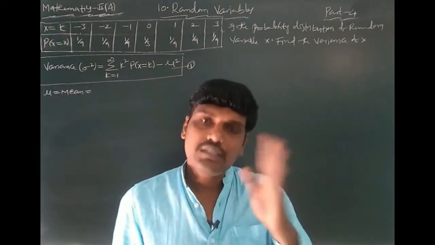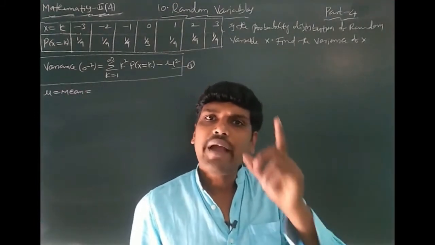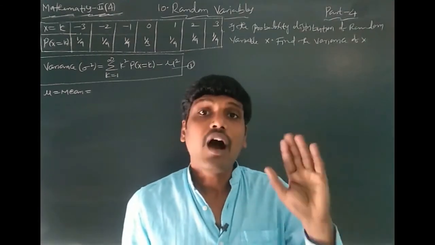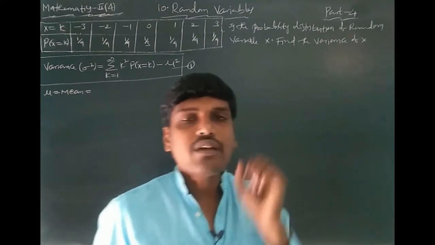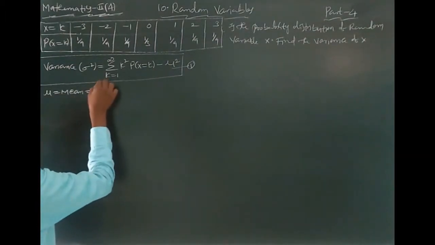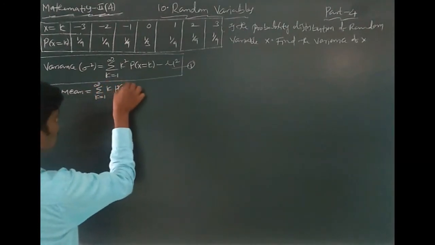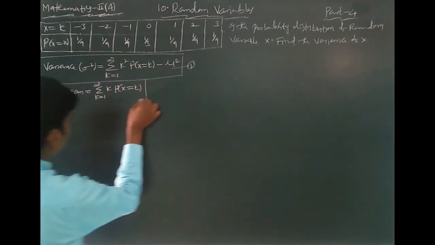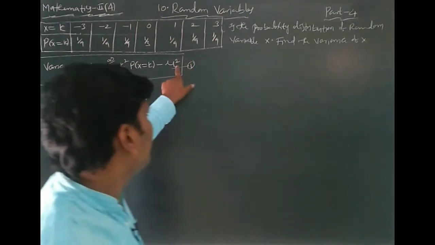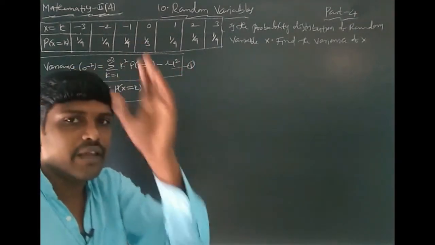Here, see students, to find variance, first you can find the mean. Understood or not? After that you can find variance. What is the formula of mean? Summation of k is equal to 1 to infinity k into p of x is equal to k. This is the mean formula. This one is the variance formula. First you can find the mean.